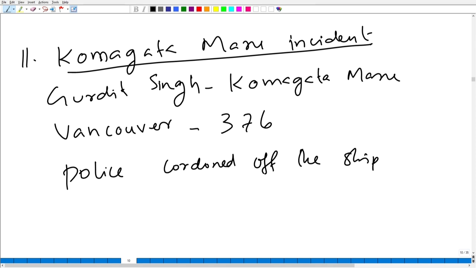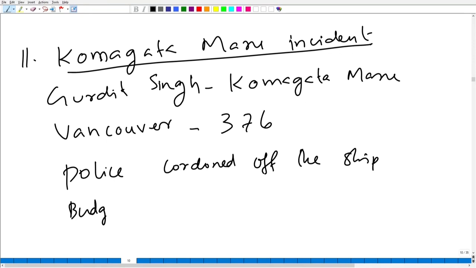And nobody was allowed to enter into Canada from this ship. As a consequence, it was forced out from Canadian waters and directed to Budge Budge, Calcutta. During this period, the First World War broke out.